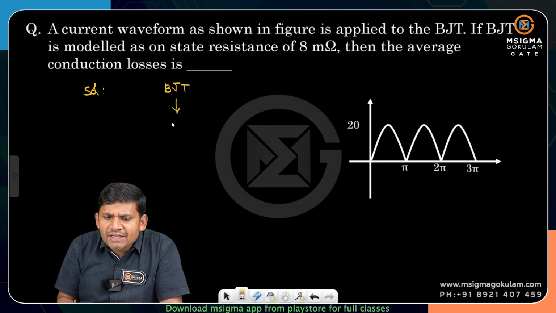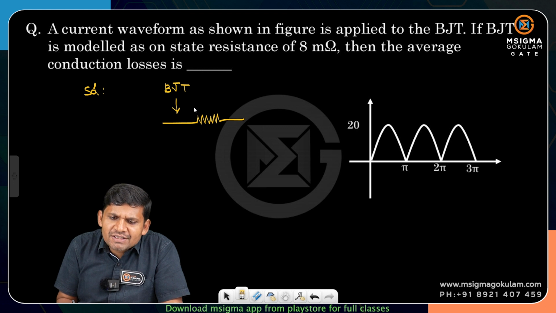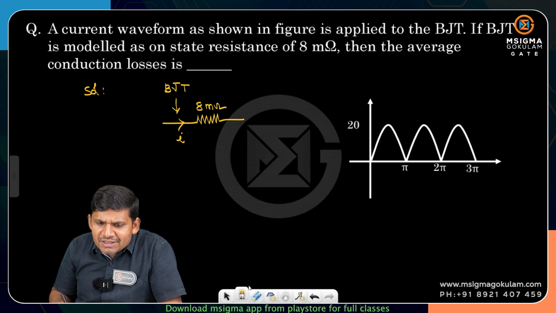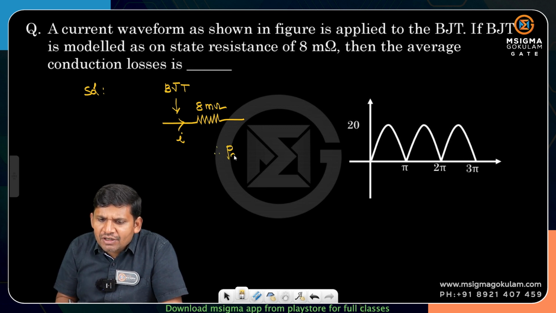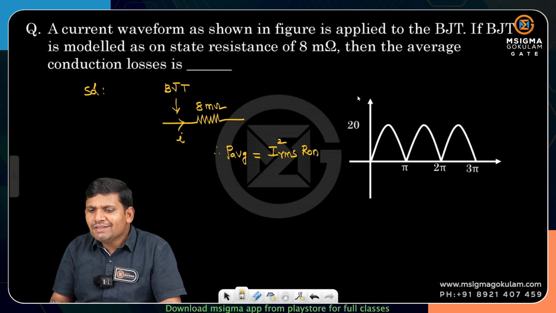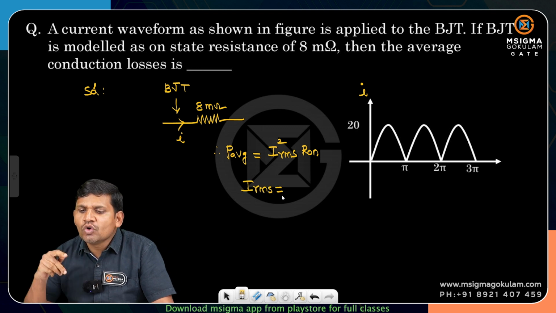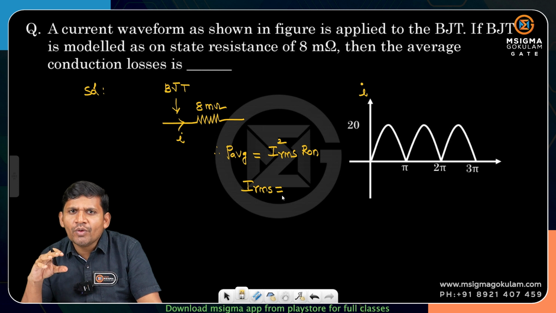How is the BJT modeled? Only resistance is given, 8 milliohms. This is the current. Now if only resistance is given, what are the average conduction losses? The average conduction losses equal I RMS square into R on. This is the given current waveform. For this given current waveform, what is I RMS? It is a full wave diode rectifier output.